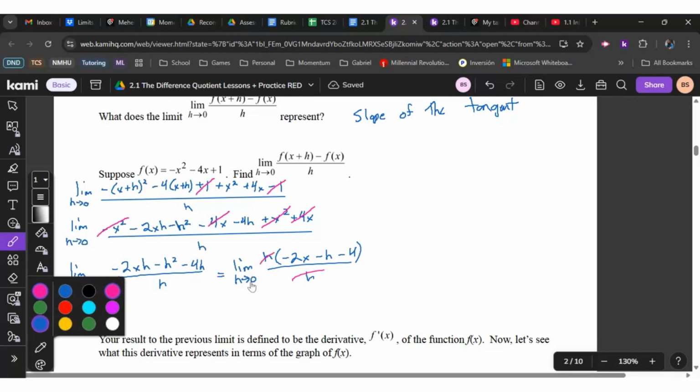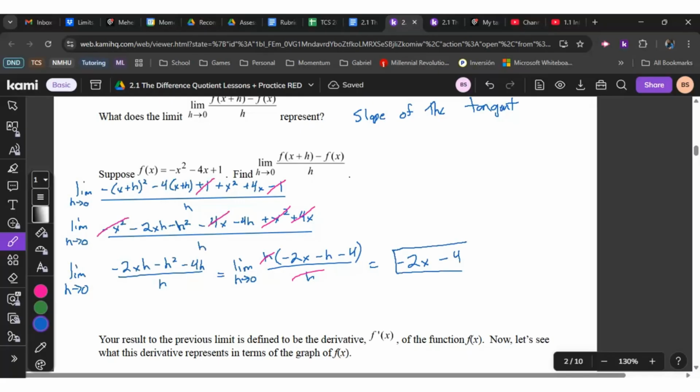So we killed the h, which is what we wanted, because the thing on the bottom was the issue, right? When I plugged in 0, we divided by 0, and that doesn't work. Now we're not doing that. So what's my next step once I've simplified the problem? Plug in h equals 0. So this just becomes -2x. Do I need to write -0? No. So I can just say -4. Amazing. And that's it. We are done.